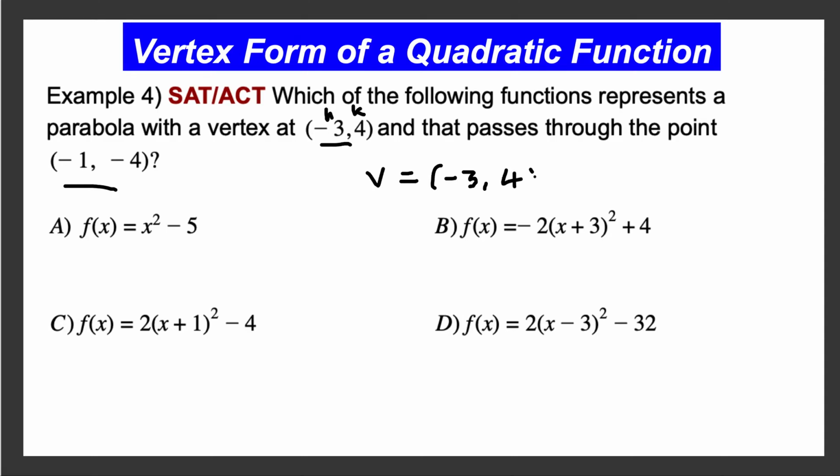So we already know this is h and this is k. We already know the formula: y is equal to a, the vertex form of the quadratic equation, (x minus h) squared, plus k.